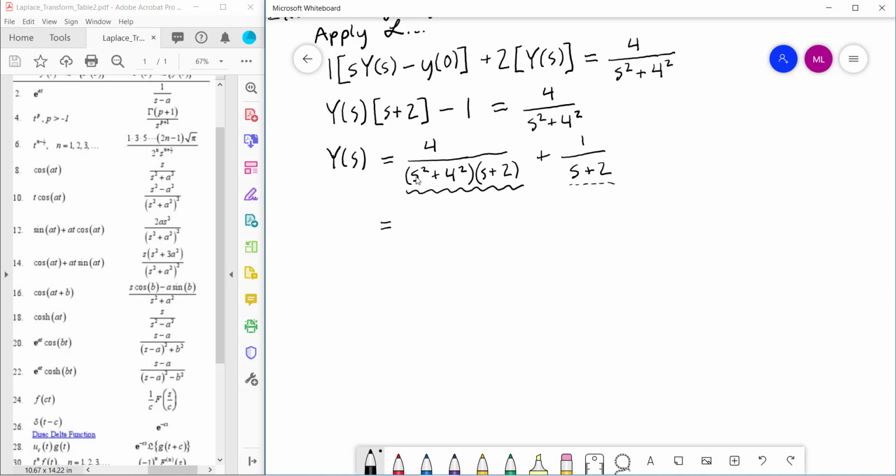That is this piece. It's due to the sine of 4t that showed up on the right-hand side. But this piece is linear and has a real root. So this part has two complex conjugate roots. This is a real root. And so let's split this up and try to rewrite this first term. So let's rewrite this term using partial fractions.